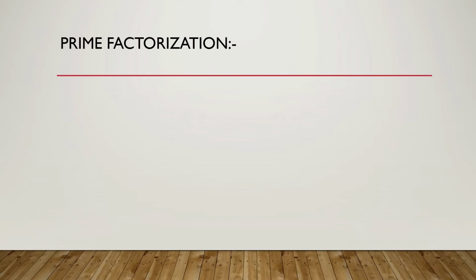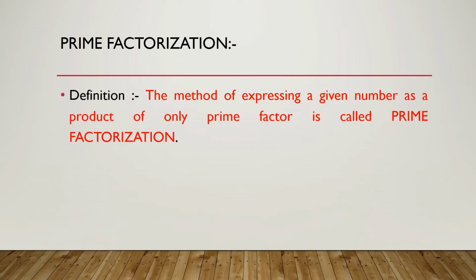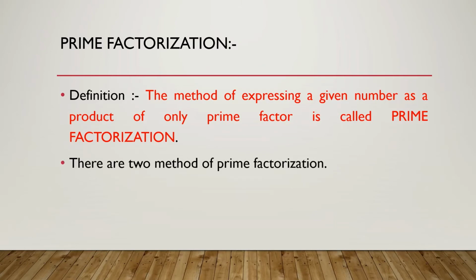Let us see prime factorization. The method of expressing a given number as a product of only prime factors is called prime factorization. There are two methods of prime factorization. The first one is the division method and the second one is the factor tree method. Now, let us know about the division method.